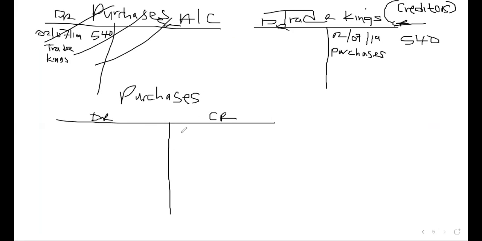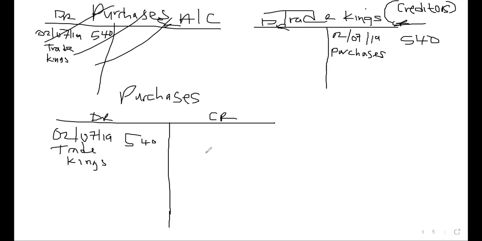We find that they sell a variety of different commodities. Maybe you got some soap from them for resale, and you put it in a shop. So I have the Trade Kings here. So these purchases came from Trade Kings. How much? 540.